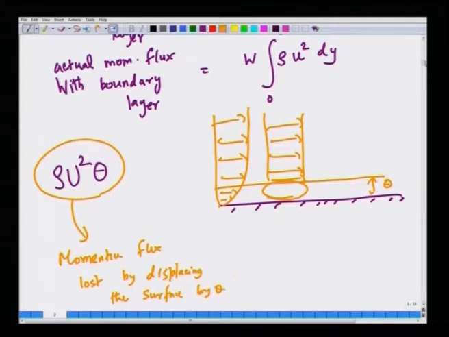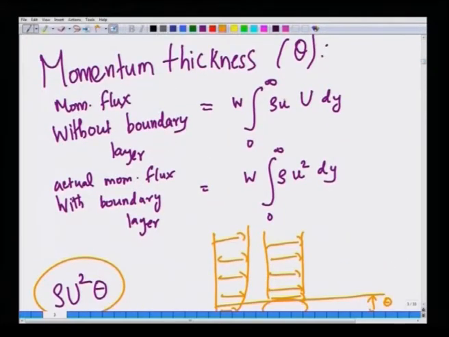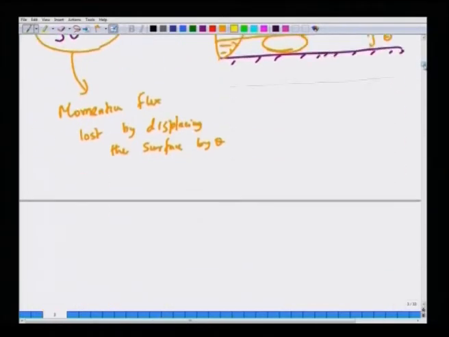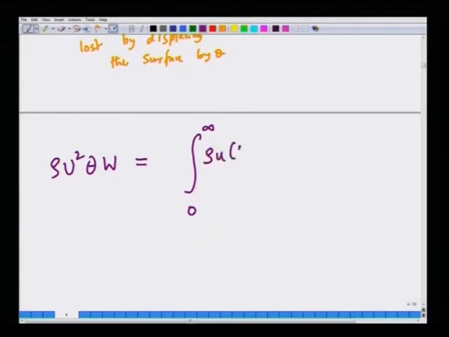That must be equal to the difference between the momentum flux without the boundary layer and the momentum flux with the boundary layer; this is the momentum deficit. So, by equating the two, we get rho u squared theta w. This is the momentum deficit by lifting the plate, displacing the rigid surface by an amount, and this is nothing but rho times u times capital U minus small u dy.